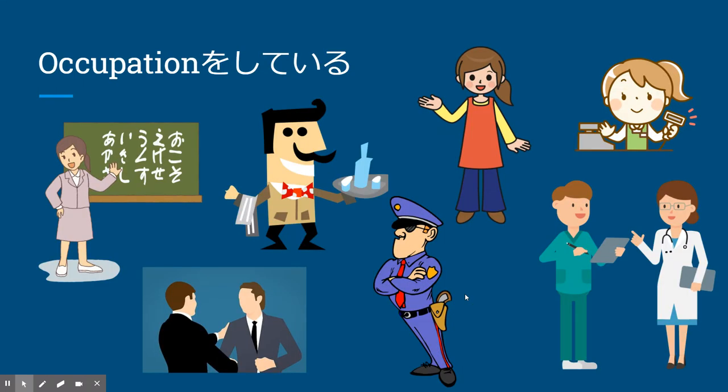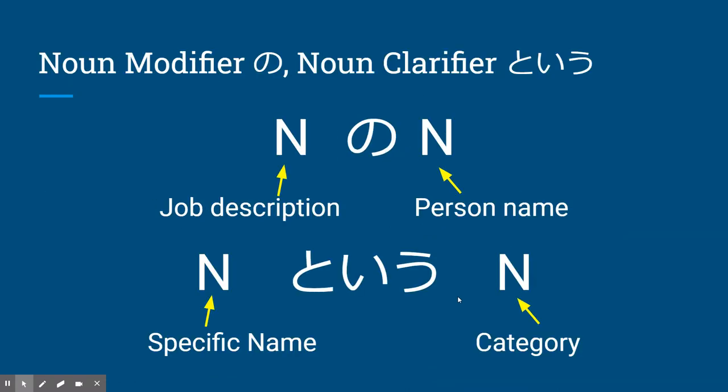All right, another category-ish thing is the occupation. So occupation をしている is what we would use. And we can actually use this for modifying a noun as well. We can either say, let me go back two slides, we can either say job description, no person.